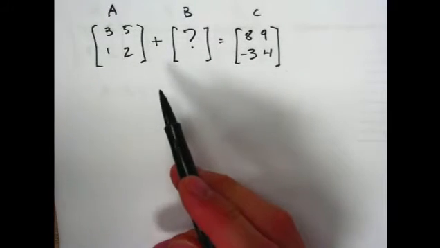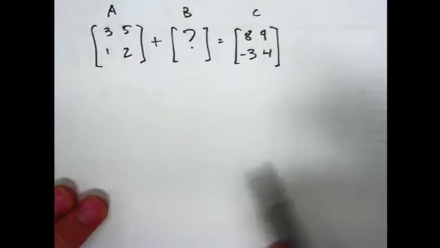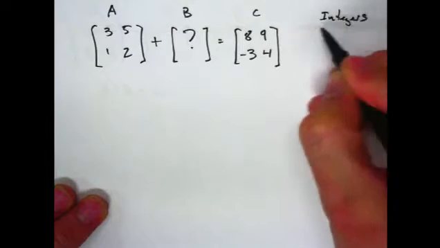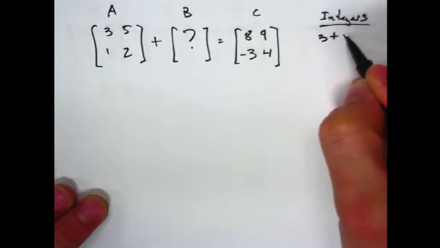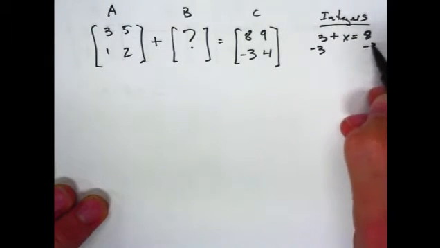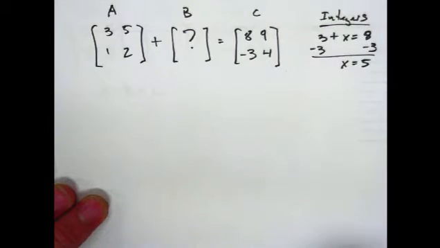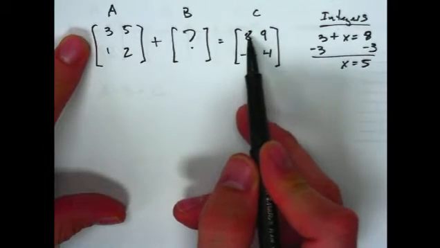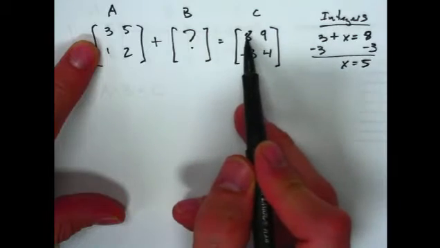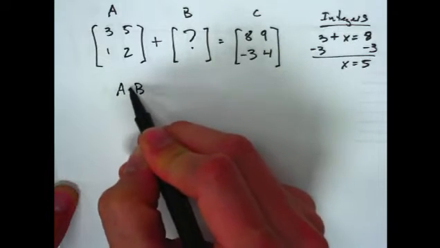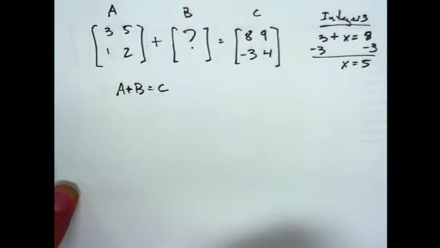As we're trying to figure out how to find matrix B, it's all about your inverse operations. We talked earlier with integers about how you can do 3 plus x equals 8, subtract 3 from both sides, and you end up with x equals 5 and you're done, right? And that works. Essentially that's okay here as well, because the corresponding entries are being added. So 3 plus some entry here is 8, 5 plus some entry there is 9. So you have your A plus B equals C formula.